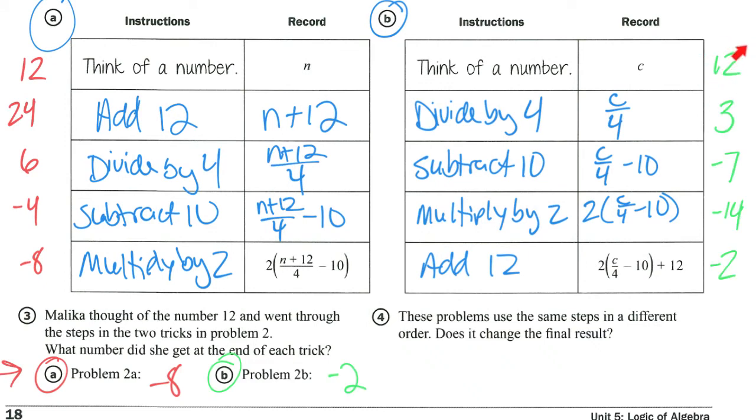Here's my steps using Malika's number of 12 to start with. Divided by 4, subtract 10, multiply that by 2, and then add 12, end up with -2. So notice that even though we use the same steps in A and B, because the steps were in different orders, we do end up with different answers at the end, which means that the order we do the steps in is really important. So just make sure you're keeping note of that.